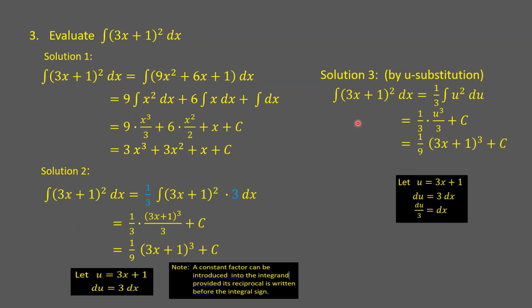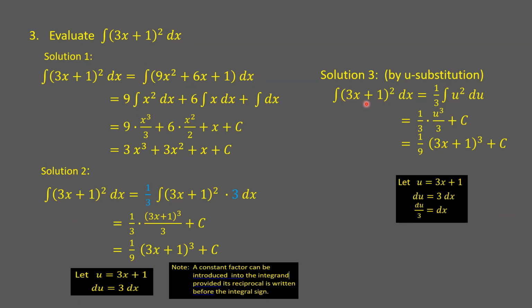Now, for solution number 3, what we're going to do is make use of a u substitution so that the given integral can be written as a new integral in terms of the variable u. For the integral of (3x + 1)² dx, again we choose 3x + 1, the base, to be our u, and n is 2. With u equal to 3x + 1, du would equal 3 dx. From there, you can now express dx in terms of u as du divided by 3.